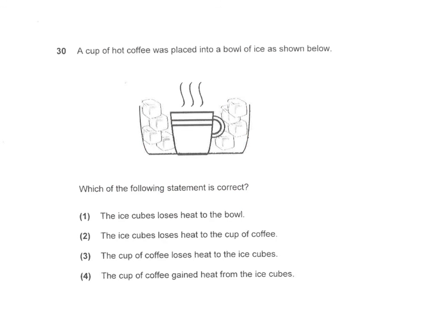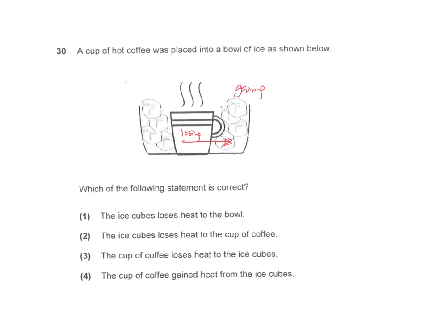All right, question 30. That's the last question. A cup of hot coffee was placed into a bowl of ice. Which of the statements are correct? As for any heat question, we will first identify the object with higher temperature. In this case, it is the hot coffee, and the lower temperature is the ice. So the direction of heat transfer is from the hot coffee to the ice cube. I can say that the coffee is losing heat, whereas the ice cube is gaining heat, according to the direction of the arrow I've just shown you.